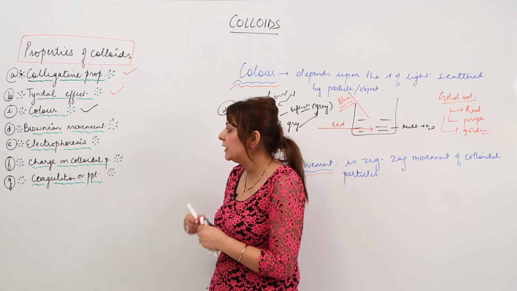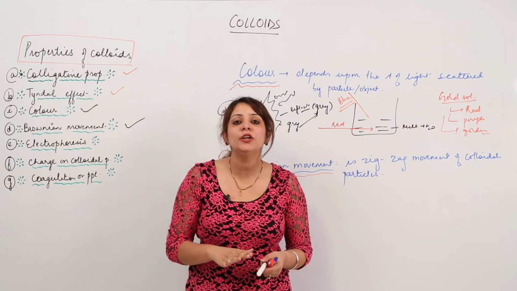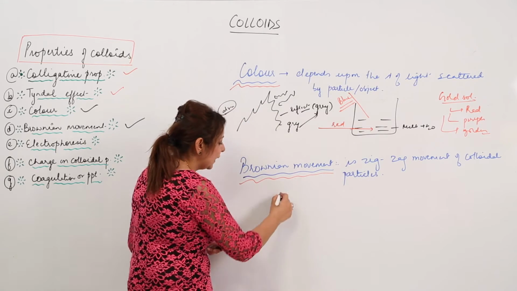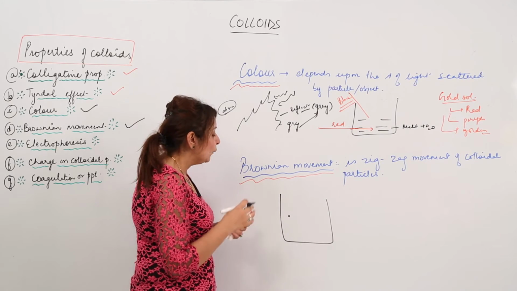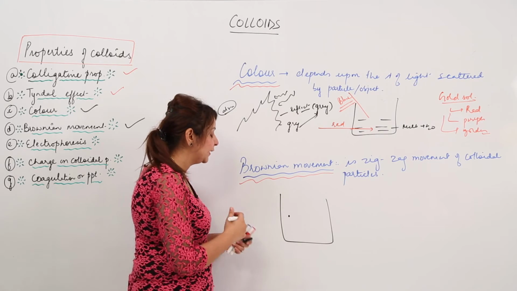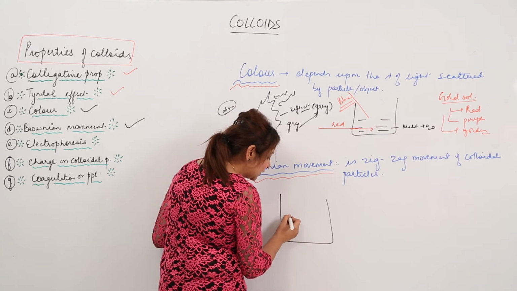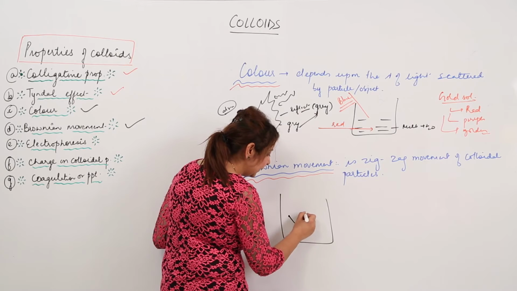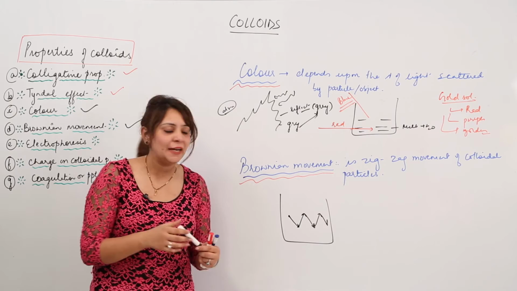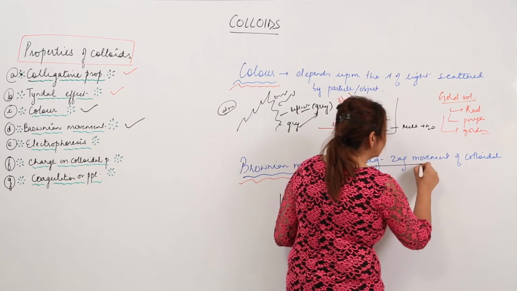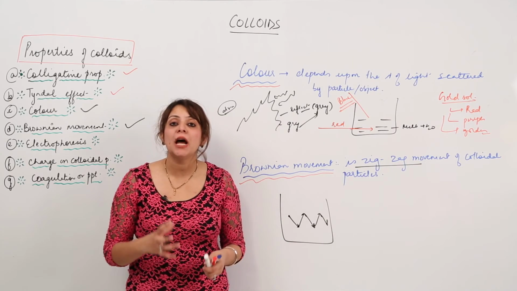Now the next property is Brownian movement. It's an important movement, and it is mostly shown only by colloidal particles. So what is it exactly? I'm just going to tell you first. Suppose this is my colloidal particle. When I see it with a powerful instrument, I get to see that its motion is like this, from here to here, then here, then here. This kind of motion of the particle, a motion in a zigzag manner, is seen in colloidal particles. This is called Brownian movement.